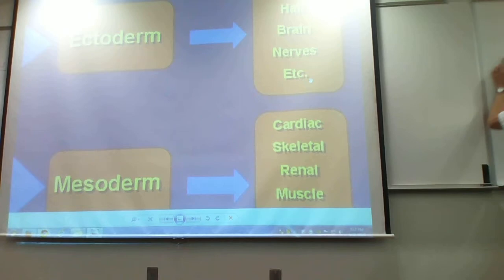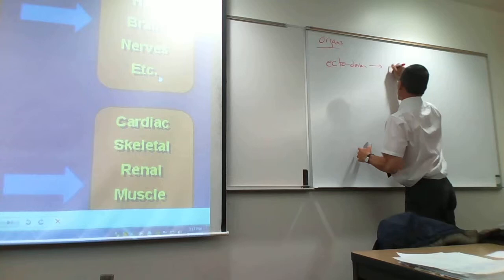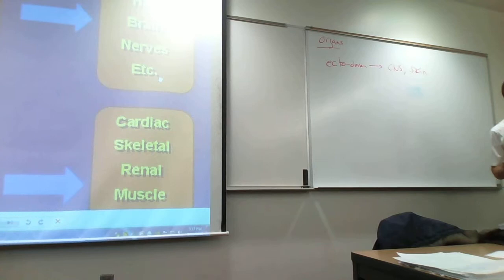Ready? So, let's do the organs for each one. So, ectoderm. What organs would I make from my ectoderm? So, I can do my CNS and my skin. I summarized all that. So I'm going to make nervous tissue and epithelium in week 2, and week 3 I'm going to start building a spinal cord and skin out of those two tissues. Okay. That makes sense? Mesoderm is going to make what?